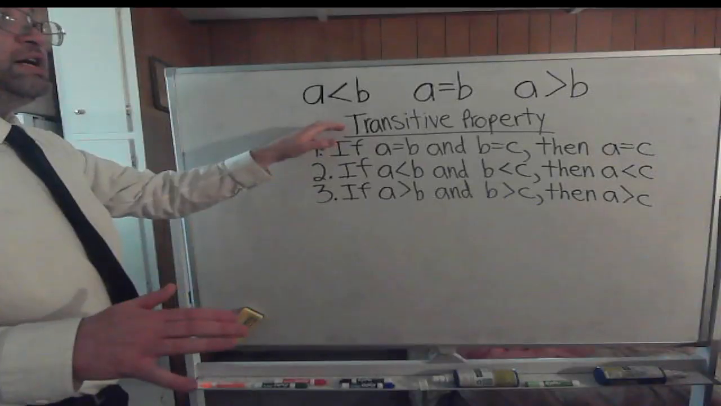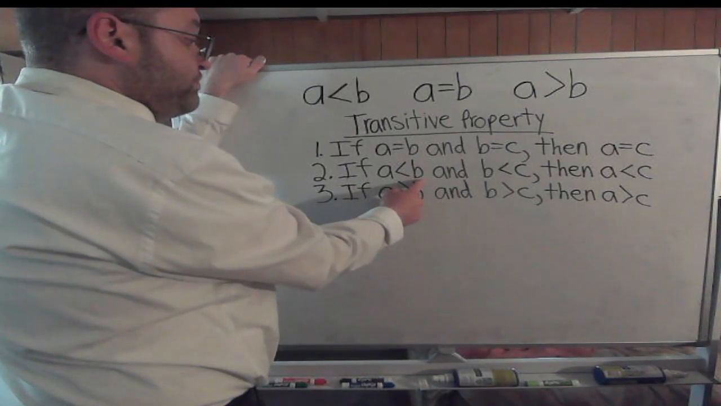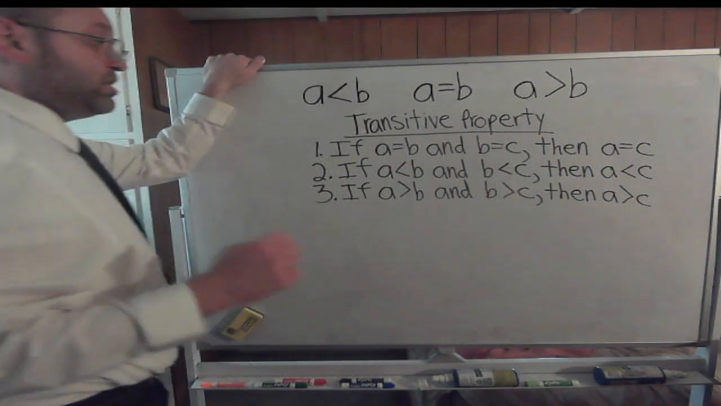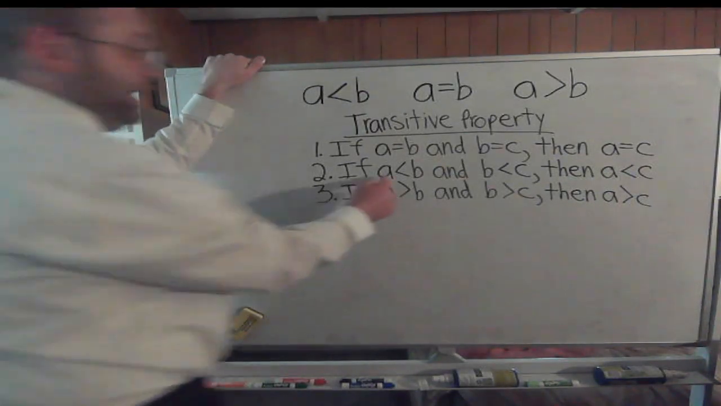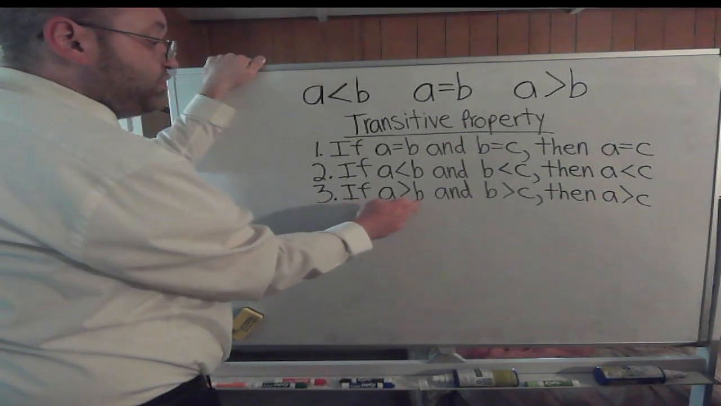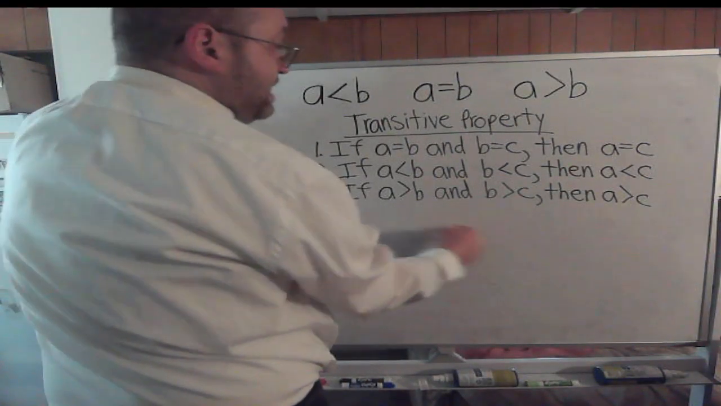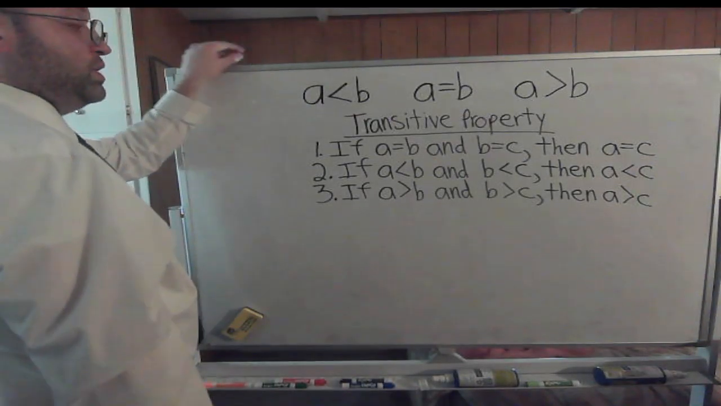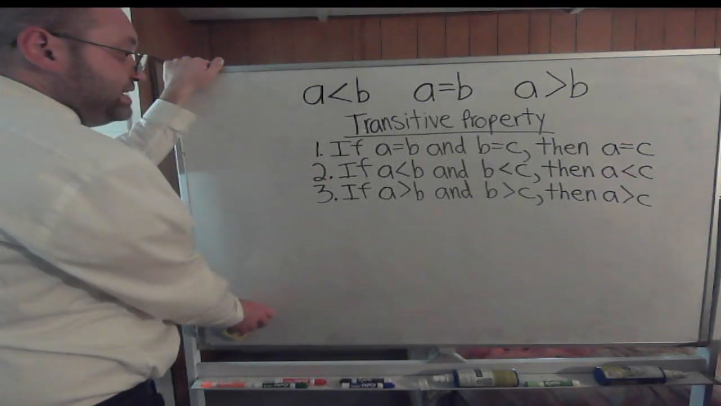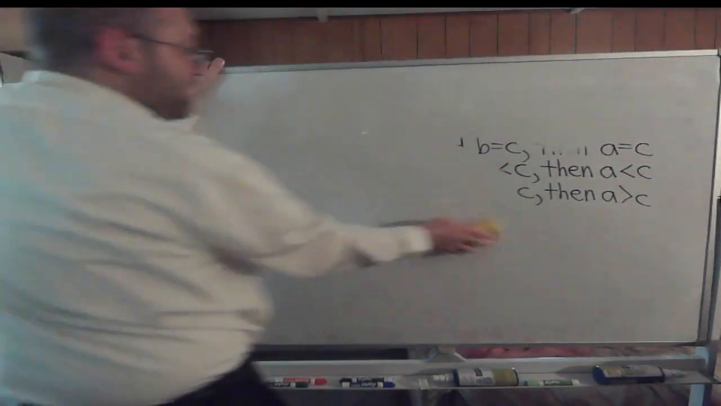But the transitive property also works with inequalities. If you have some arbitrary number A that's less than B, and that B is less than some other arbitrary number C, that means that A is going to be less than C. And then last but not least, if you have some arbitrary number A that's greater than B, and that arbitrary number B is greater than C, that means A is greater than C. So it's kind of a 3-step process, the transitive property. Now when we get into geometry, we're also going to talk about 2 other properties. We'll talk about the reflexive property and the symmetric property. But for now, the transitive will suffice.